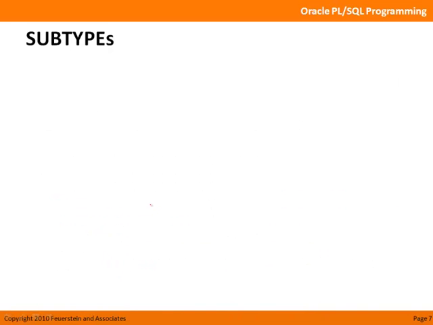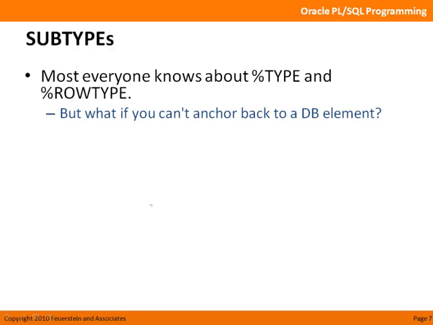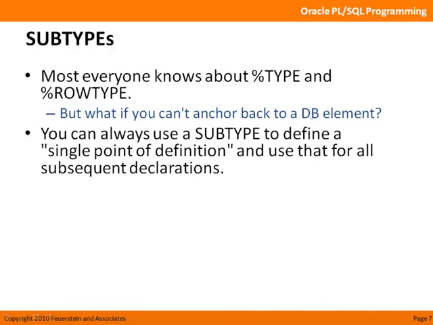Subtypes. Now, I'm sure you're all familiar with %type and %rowtype. And you use that feature to anchor back to an existing data type, either a column in a table, or a variable in another package, or a record in a table, and so on, when you're declaring a new variable. But sometimes you can't anchor back to a database element. Sometimes your data is derived from multiple pieces of data from the back end, or it has no representation in the back end.